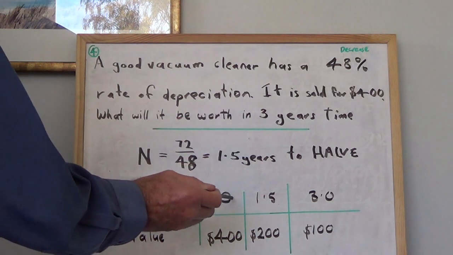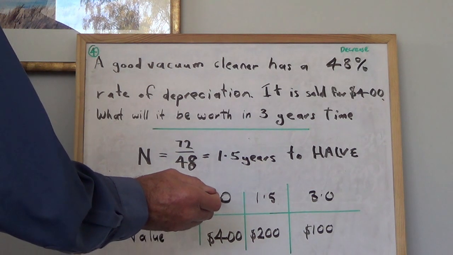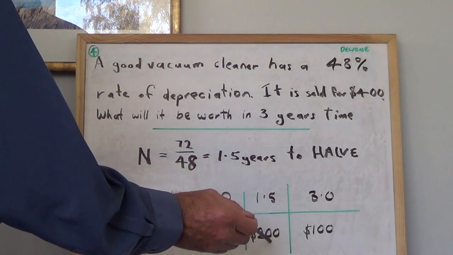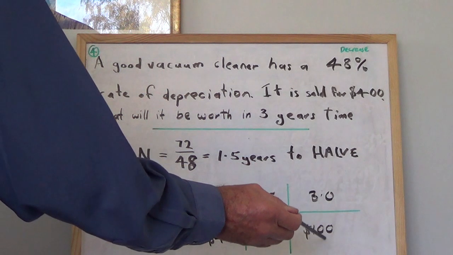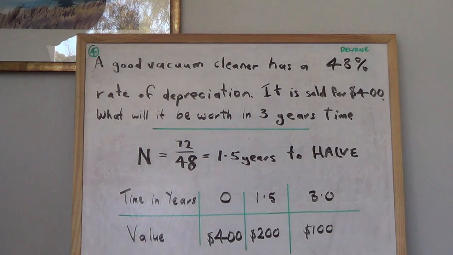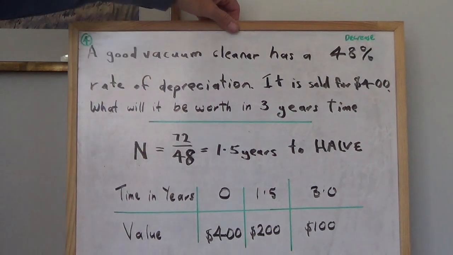For a start, it starts at 400. After 1.5 years, it's down to 200. After 3 years, it's down to 100. All right, now we'll put that away.